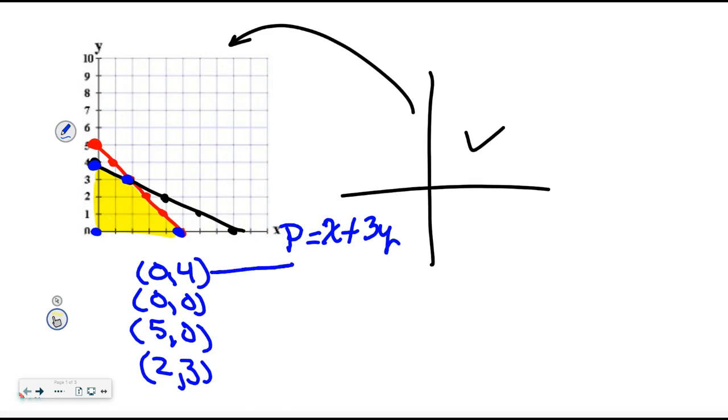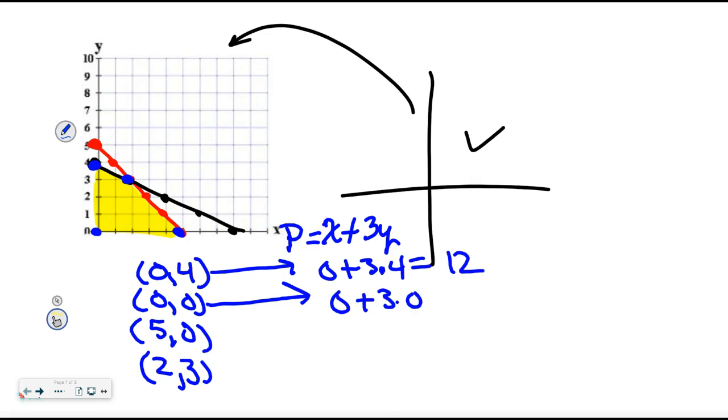So for this one, I would do 0 plus 3 times 4. So this one's going to spit out a 12. And usually that P stands for profit. So let's say that one will give me a profit of $12, or let's say $12 million because I have one money. Right? Then on this one, I do 0 plus 3 times 0. That one definitely is not giving me anything.